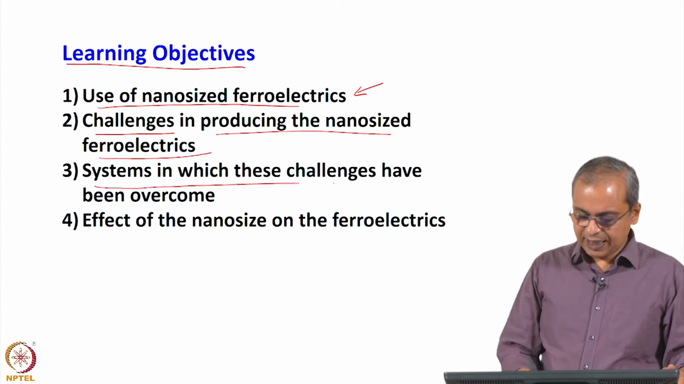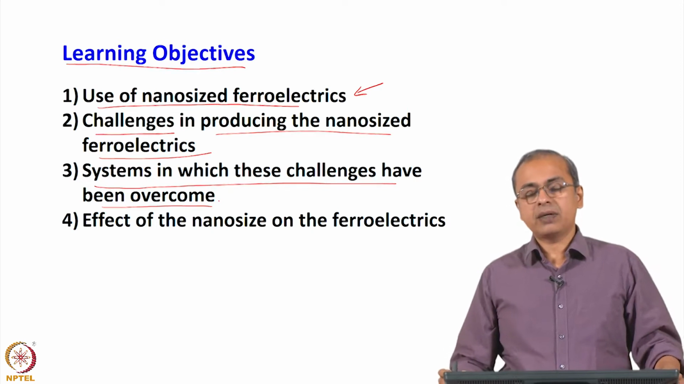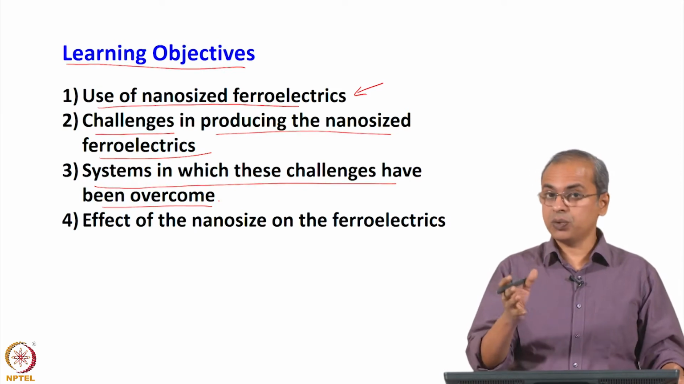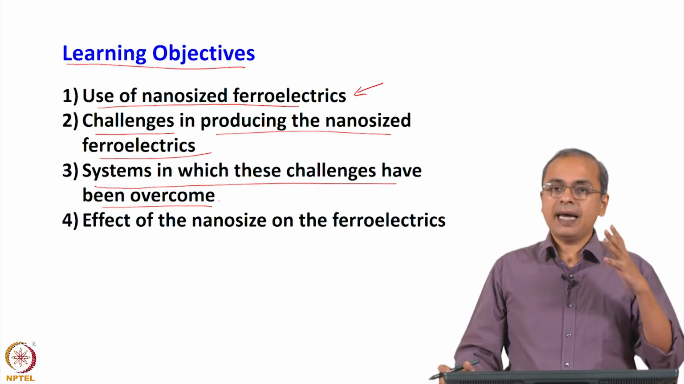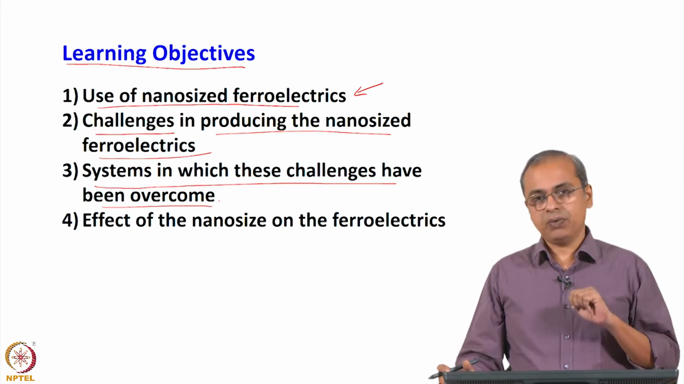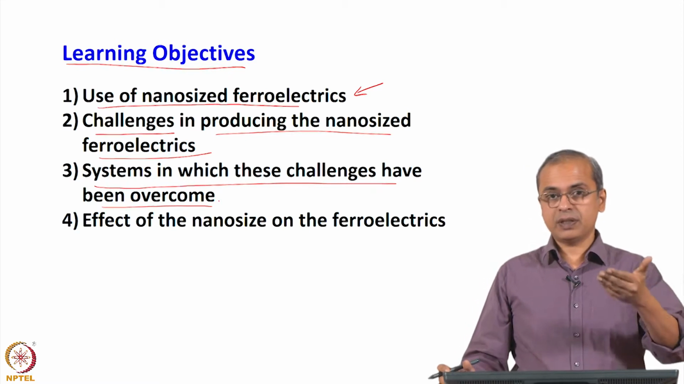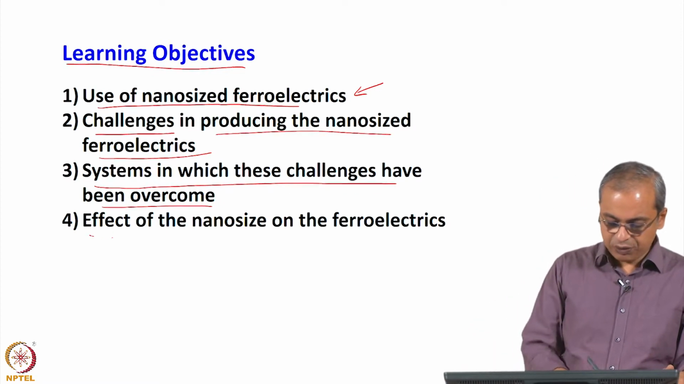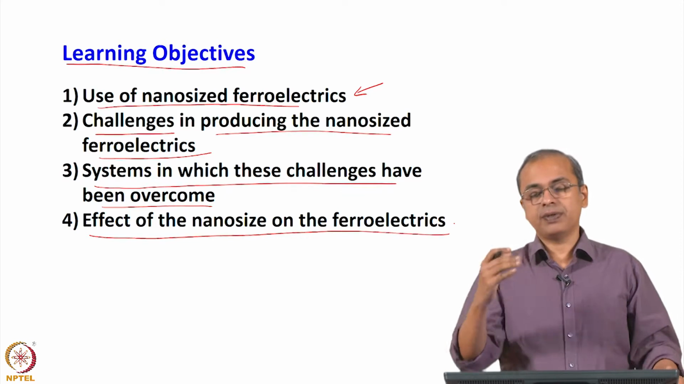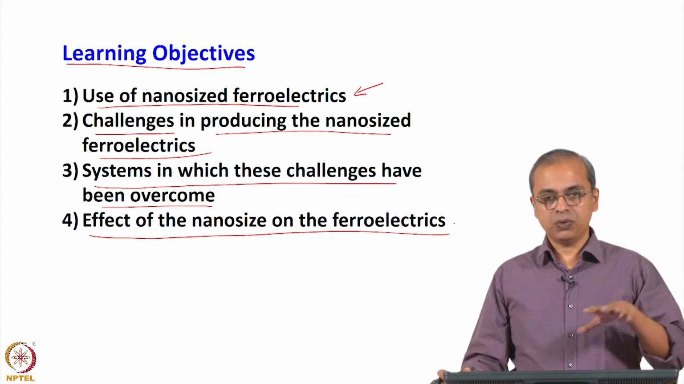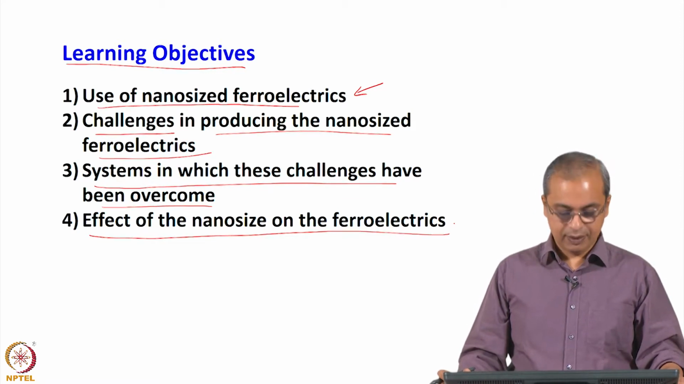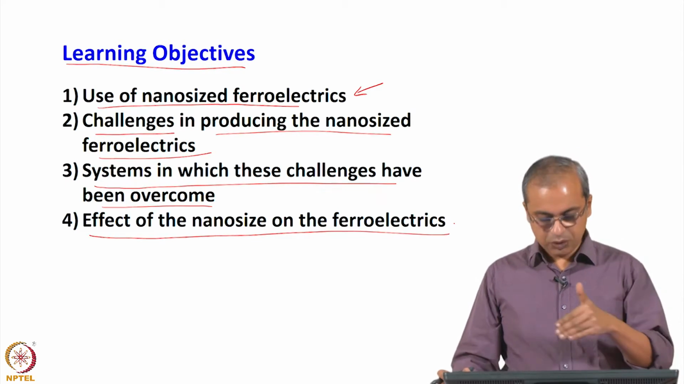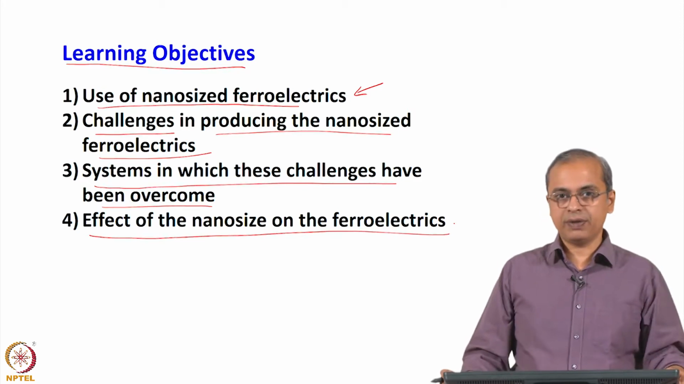Then something about systems in which these challenges have been overcome, and how they have overcome them. There is some system where they discovered that you can actually do it better. Very recently they have discovered this, and we would like to see how they have overcome it, and the thought process behind it, which they have been able to demonstrate. And finally, the effect of nano size on the ferroelectrics, which was important information used to overcome these limitations of ferroelectrics at the nanoscale. To overcome that, they had to look at the effect of the nanoscale on the ferroelectrics and figure out a way to overcome it.